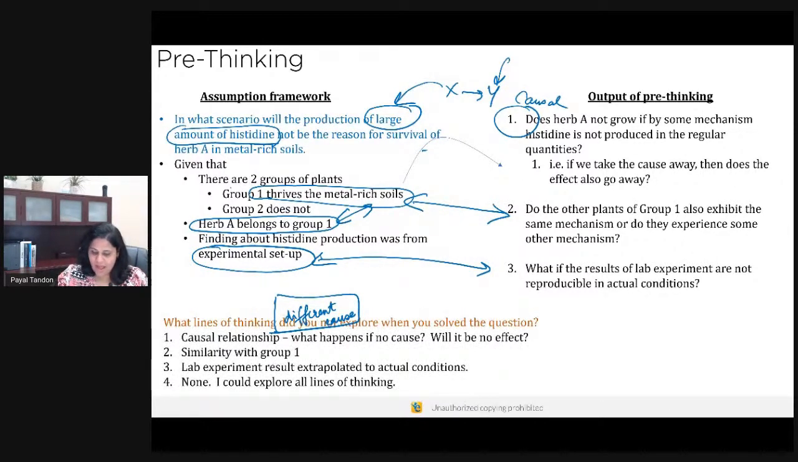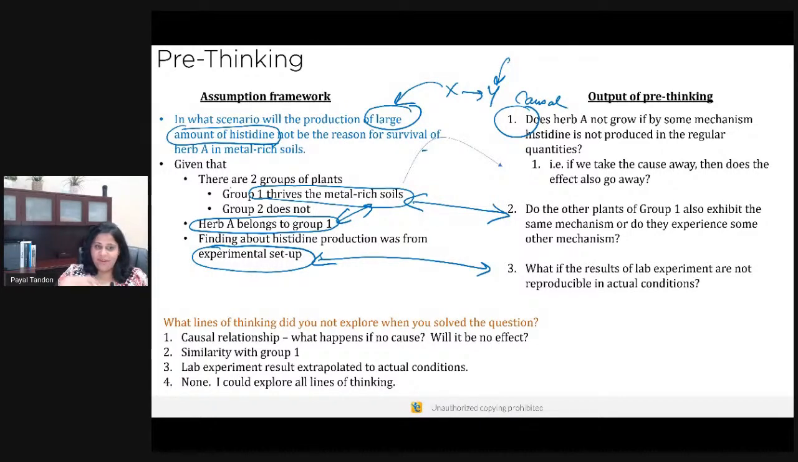Now tell me, how many lines of pre-thinking were you not able to explore? The first line of pre-thinking is causal. Second line of pre-thinking is similarity with group 1. Third one is lab experiment result extrapolated to actual conditions. And if you were able to pre-think all the lines of pre-thinking, then write down 4. So tell me, which ones were you not able to pre-think? Because that's the opportunity for you.